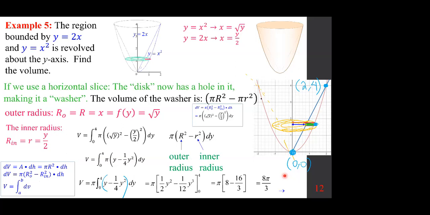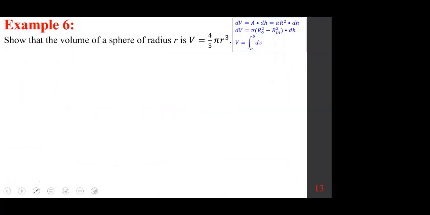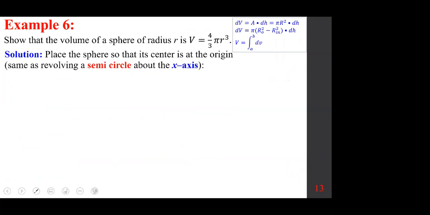Here's an interesting example. We want to prove the volume of a sphere when the radius is r is what we have seen, 4/3 pi r cubed. We want to prove that. Okay. So we're going to come up with a circle, place the sphere so that its center is at the origin, same as revolving a semicircle about the x-axis.